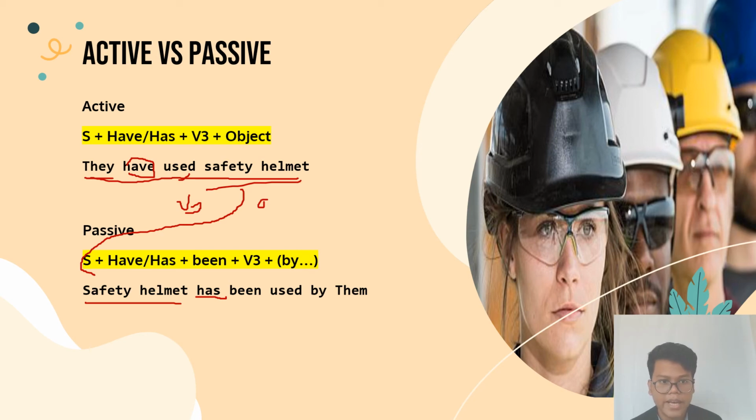"They" is changed to "by them." Why by them? They is a subject pronoun, and if it becomes an object it changes to them, like he becomes him, she becomes her, like this. Next.